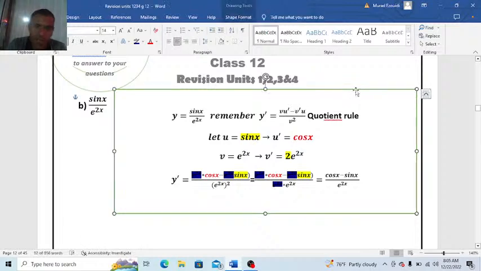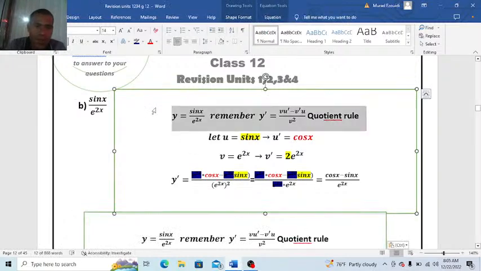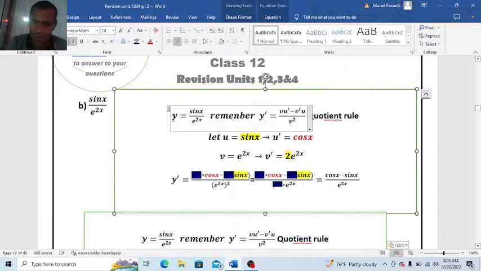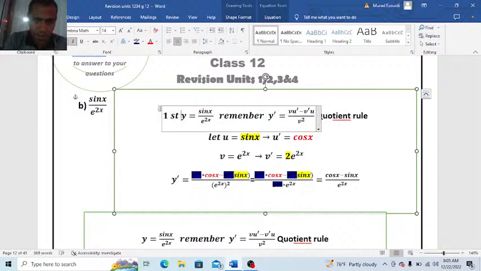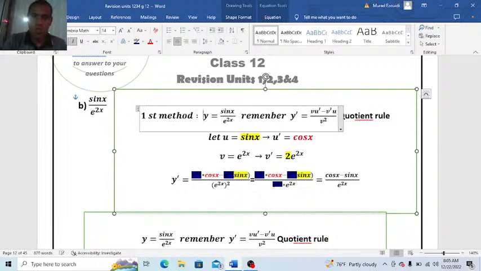I will leave this again. I will write what, learners? I will paste it here. This is the first method. Maybe one student, the first method is not clear for him or for her. This is the first method, using the quotient rule. Okay, now we move to the second one.